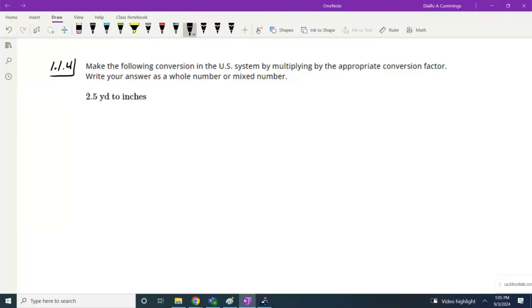Okay. So I'm going to start with my 2.5 yards. And I want to multiply that by some unit fraction. Since I want my unit of yard to cancel, I'm going to put my unit of yard in the denominator. And since I want to convert yard to inches, I'm going to put the desired measurement in the numerator. Okay. So now I'm just going to use my formula for my unit fraction.